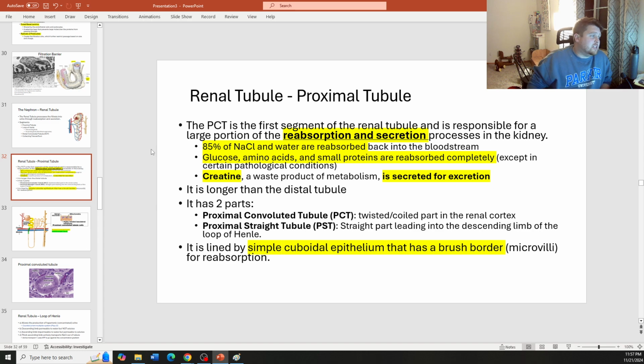So diabetes mellitus, where we either have type 1, where we don't produce any insulin, or type 2, where our cells are desensitized to insulin. We can have very high levels of blood glucose, and then we end up filtering out a ton of glucose, and that's why we have glucose in the urine in pathology.